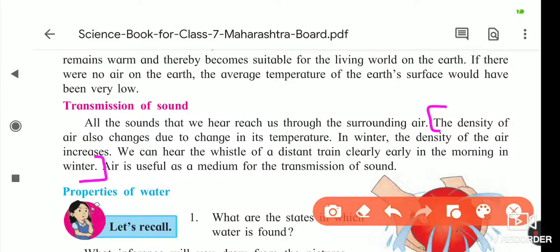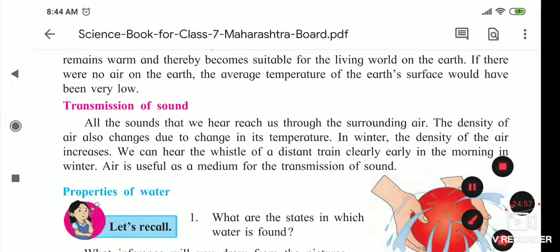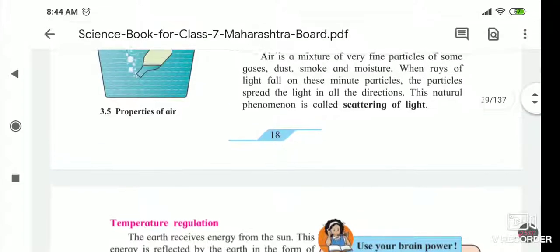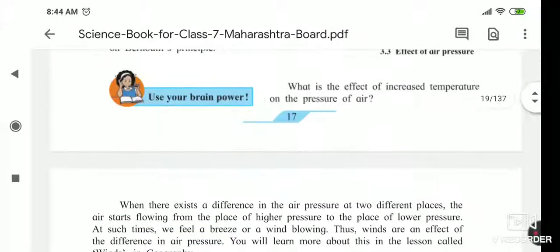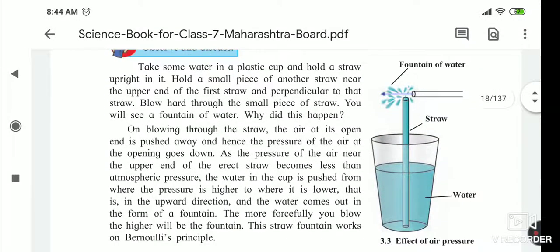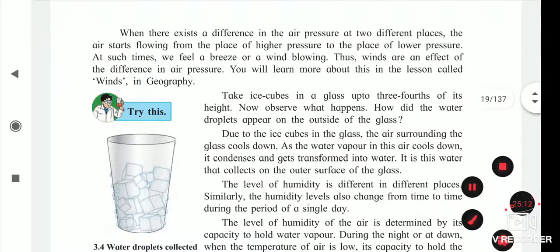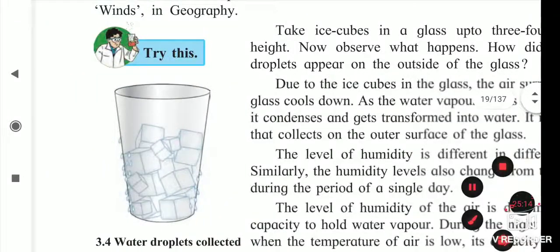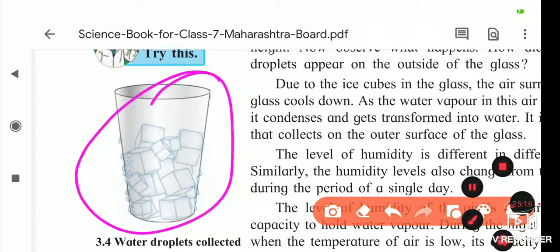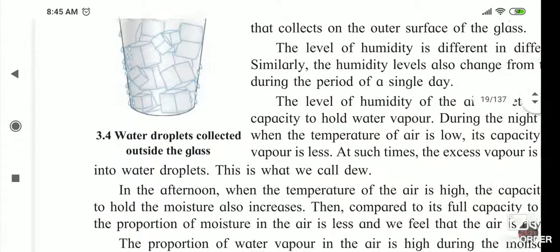So today we will stop here, and the next part of the lesson we will see in our next lecture. Today we saw some activities: the fountain showing the effect of air pressure. Then I also showed you dew drops in the formation of dew, and these drops I showed you in the video.